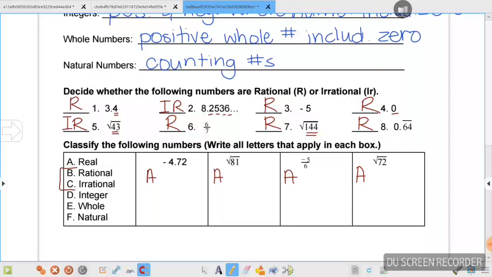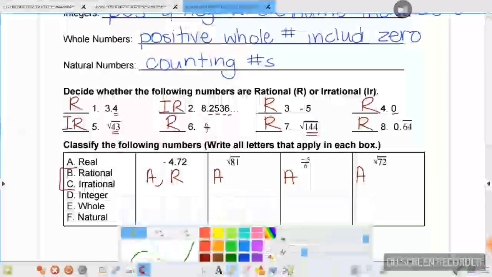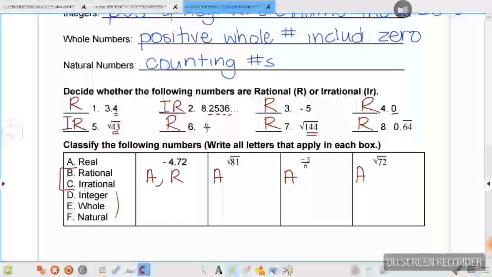Okay? -7, 4 and 72/100, it stops, therefore it's rational. And then if it's rational, you need to continue on here and determine whether it's an integer, whole, or natural, or all 3, or just maybe 2 of them. But because all of these are positive or negative whole numbers, they have nothing after the decimal point, and we have two numbers after the decimal point, we are finished. We can't categorize it any further.